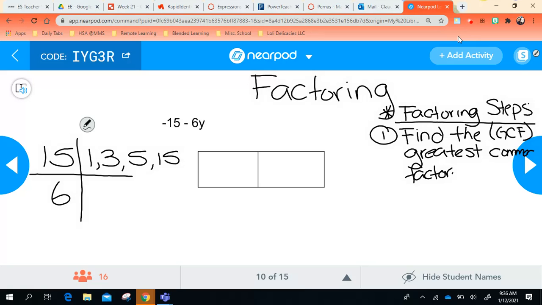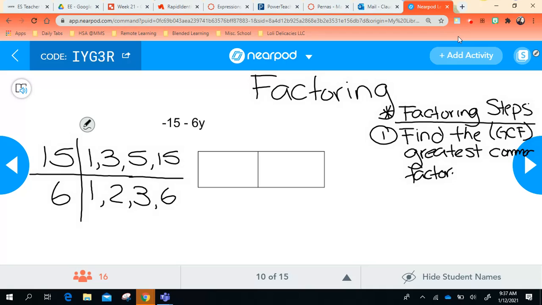Now I'm going to do 6. So I know that 1 and 6 give me 6, because 1 times 6 gives me 6. What else gives me 6? 2 times 3. Anything else? No, right? Okay.